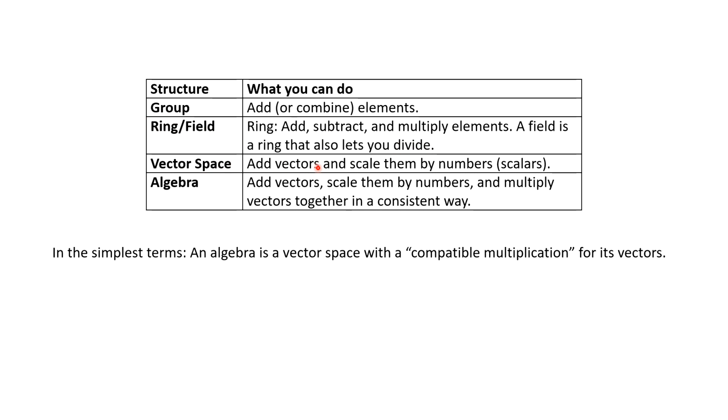In a vector space, you can add vectors and scale them by numbers, which we call scalars. And then in an algebra, you can add vectors, scale them by numbers, your scalars, and multiply vectors together in a consistent way. So it's sort of incrementally adding more properties as you go from groups to rings and fields and vector spaces and then algebras. Okay, so that's it for this lesson, and this is the last lesson in my playlist on abstract algebra.